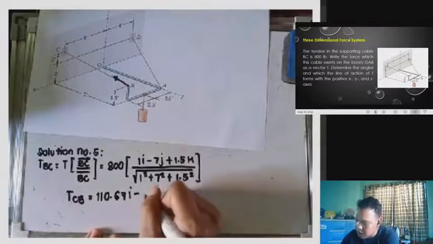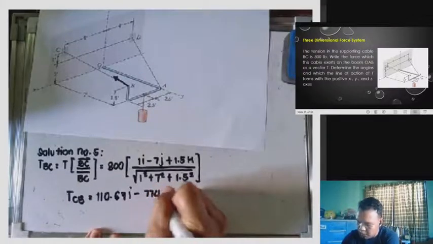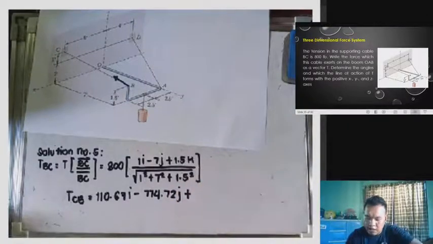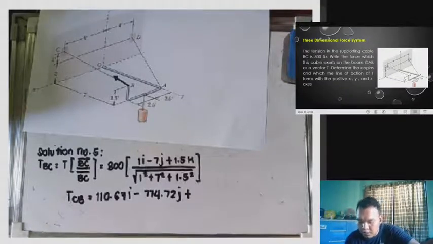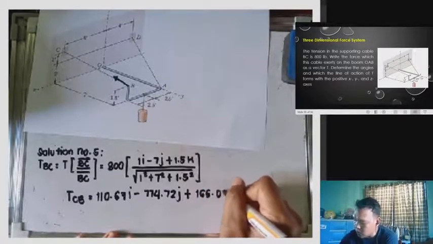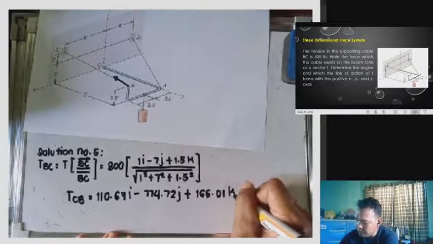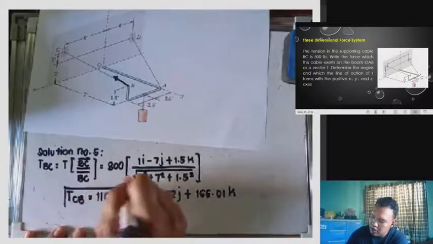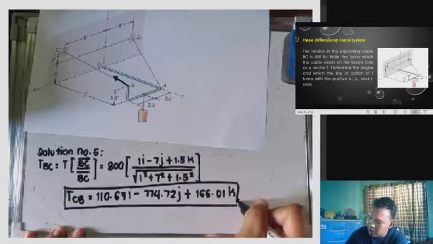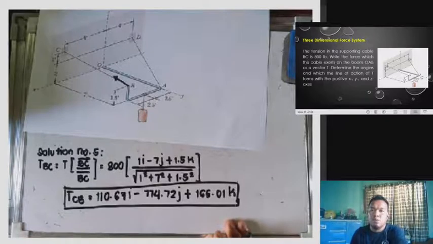We have here negative 774.72 j plus 800 times 1.5 all over square root ni 1 squared plus 7 squared plus 1.5 squared. We have here plus 166.01 k. Therefore, ito po yung value ng tension TCB in a vector component.